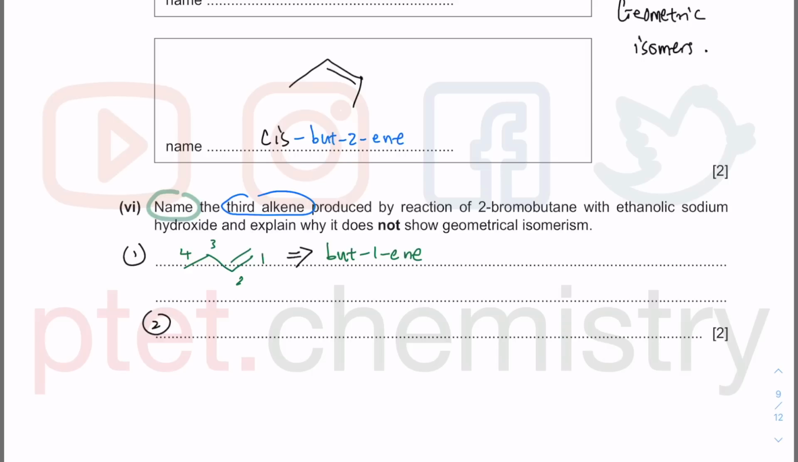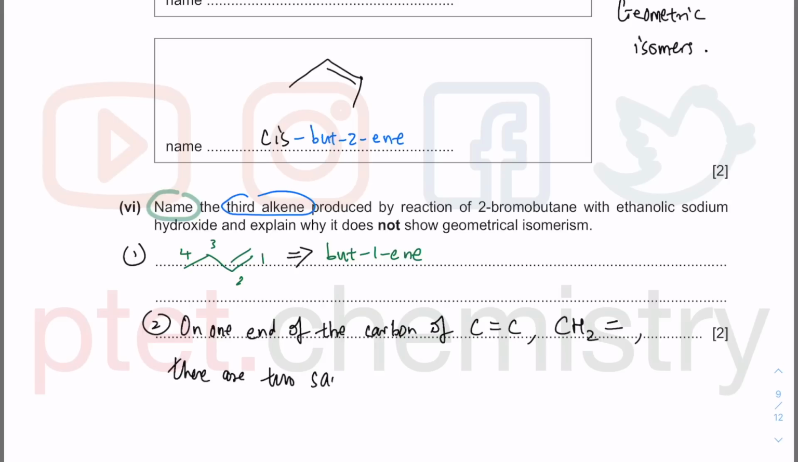The second bit of the question, why this one does not show geometric isomerism. So on one end of the carbon-carbon double bond, even though you have a carbon-carbon double bond, on one end of the carbon-carbon double bond, I'm looking at this CH2 double bond, there are two same atoms, or in different cases, two same groups of atoms. Therefore, cannot have cis and trans.